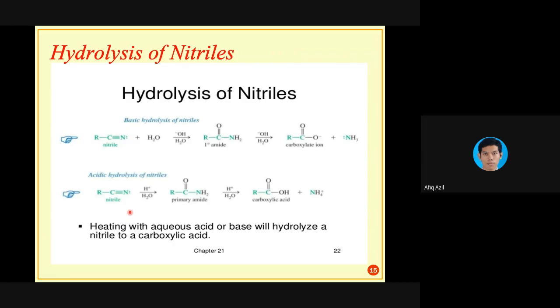And then we have hydrolysis of nitrile. So nitrile is basically this compound. You have R bonded to a carbon that is triple bonded to nitrogen. Okay, nitrile, R bonded to carbon that is triple bonded to nitrogen. So this is nitrile. And the word hydrolysis is basically you are going to add water or react it with water. Okay, with the nitrile.